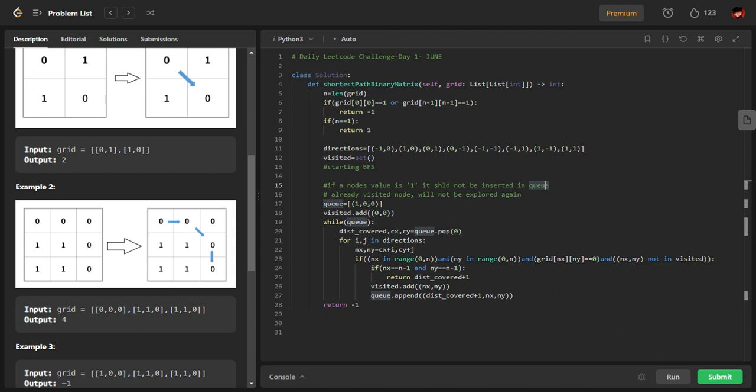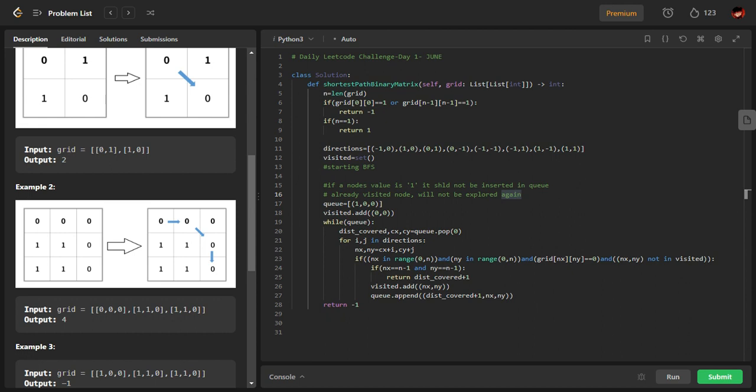The idea here is, because we have to follow a path of only zeros, the path should not have any node of 1. That's why we will not be including them in our queue. Next, an already visited node will not be explored again. Why are we doing that? Because if it was explored, that means in the previous iteration it had a much lesser distance from the source, so why include a bigger path now? So we will not be exploring it again.